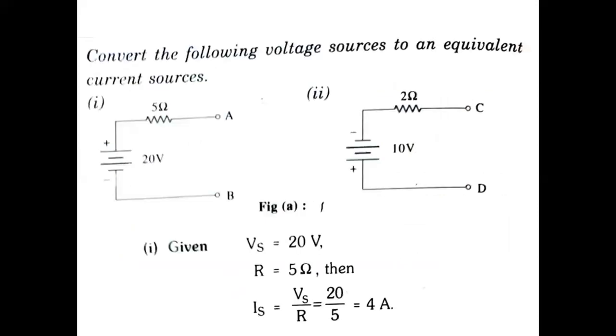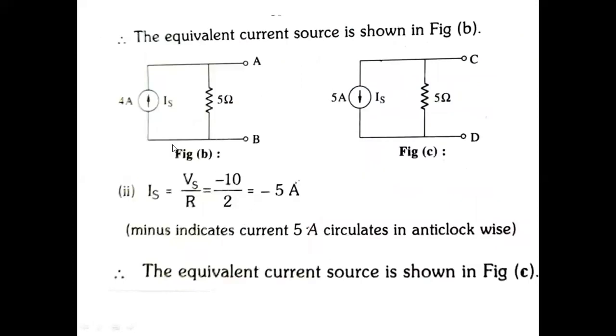Now let us see some problems on this. Convert the given voltage sources into equivalent current sources. So in the first problem, Vs is given as 20 volts, R is 5 ohms. So Is is equal to Vs by R, that is 4 amperes. So a 4 ampere current source in parallel with a 5 ohm resistor.